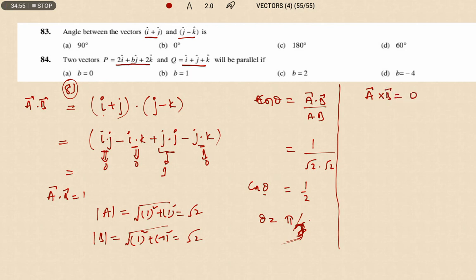So here we need to find the cross product, or if they are parallel, simply we can write that the components will be in the same ratio. So we write 2 by 1 equals b by 1 equals 2 by 1. In this way also we can write: for parallel vectors we compare their components, and the ratio will be constant. So if you observe this, b is equal to 2.